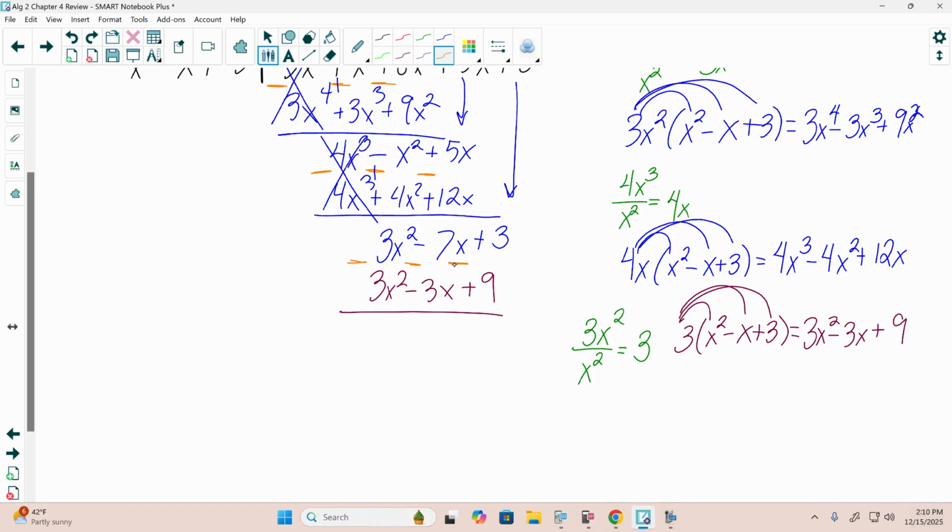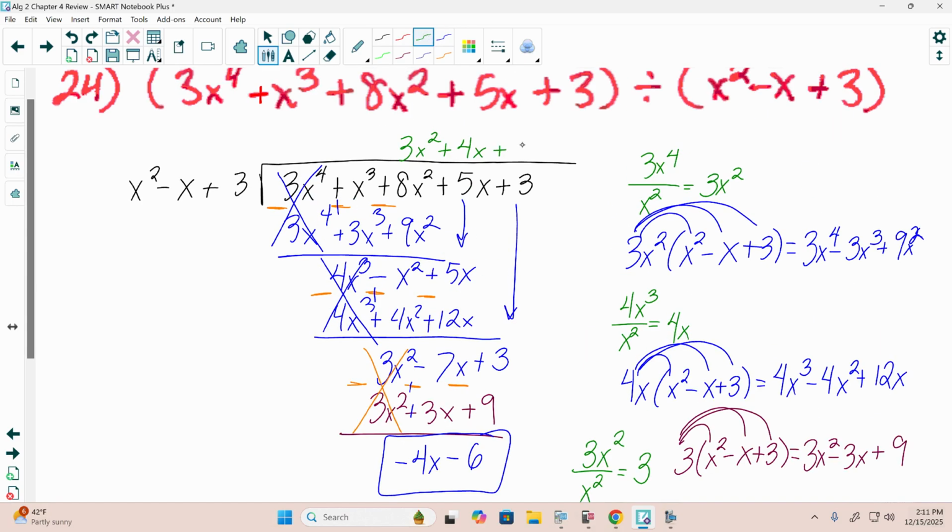And then we subtract. 3x squared minus 3x squared is 0. Negative 7x minus negative 3x. Well, the negative and negative make a positive, so negative 7x plus 3x. Negative 7 plus 3 is negative 4x. And 3 minus 9 is negative 6. Now, because there are no numbers to bring down, this is our remainder. Our remainder for this is negative 4x minus 6.